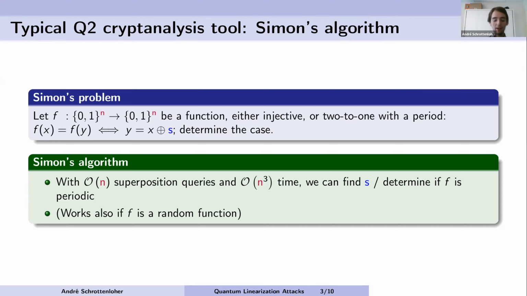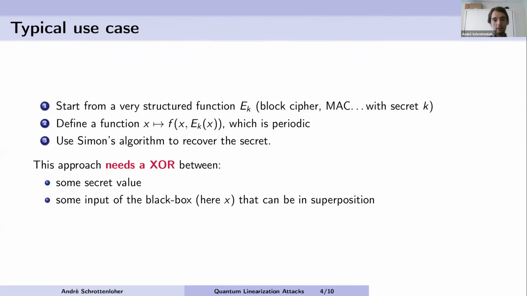Classically, of course, if you don't have any other information about f, it will cost you exponential time. And it works in the crypto context even if f is a random function, with the promise that it has periods. So typically in these superposition attacks, we have a function with a very strong algebraic structure, like a block cipher construction or a MAC construction, and we have this oracle with a secret key k. I want to recover something about the secret. So we define a periodic function from this: we take the output of our black box E_k, and then do some post-computation on it, and this becomes a periodic function. And then we use Simon's algorithm.